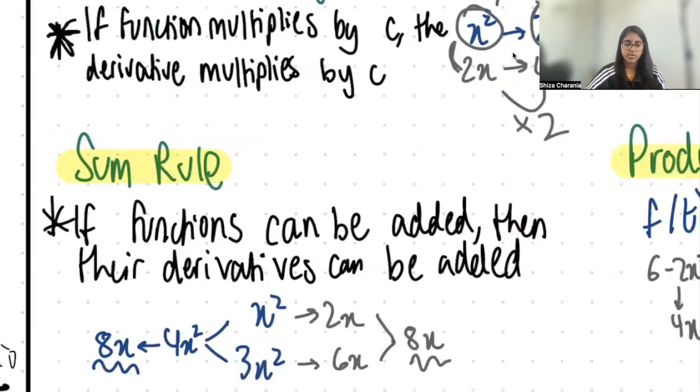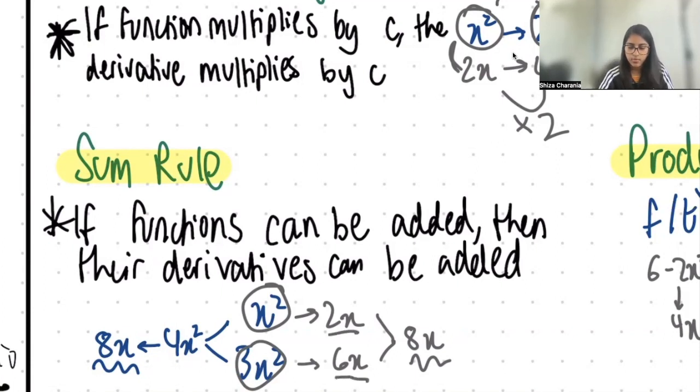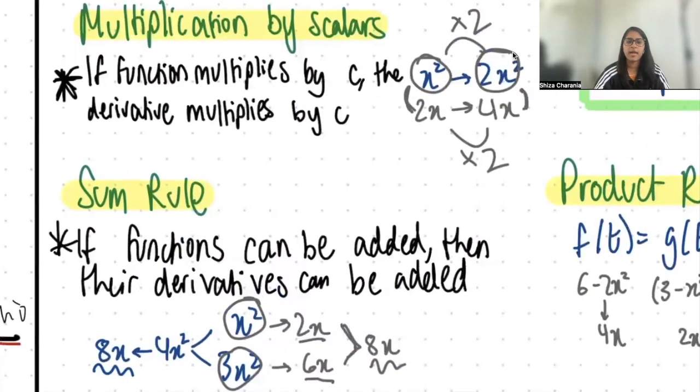The sum rule is quite similar as well. In order to understand this, this is function 1 and this is function 2. To find the derivative, you would get 2x and 6x. And then from there, if you add them, this is 8x, which counts as the derivatives being added up. And then if you add these two functions up, you get 4x squared, and when you want to find the derivative, you also get 8x. So if functions can be added, then the derivatives can also be added.